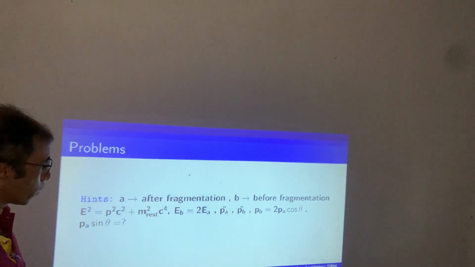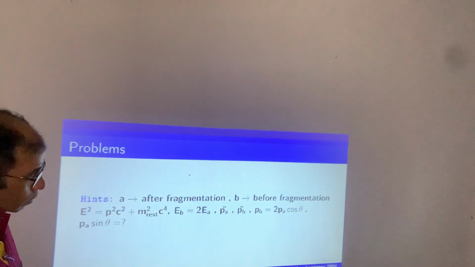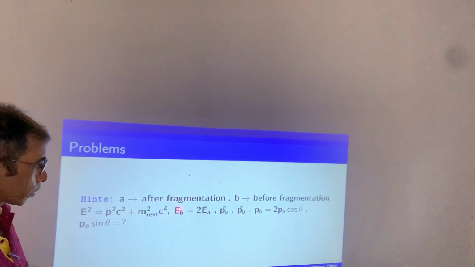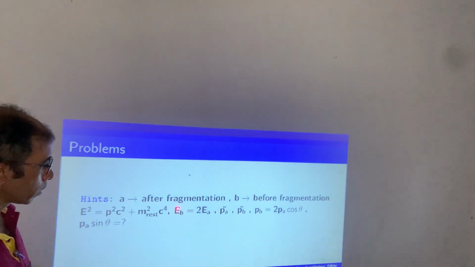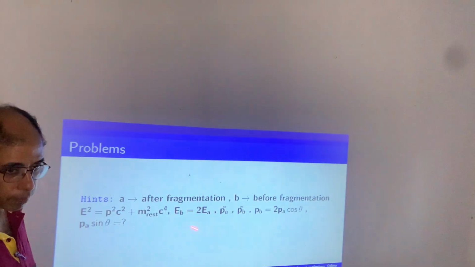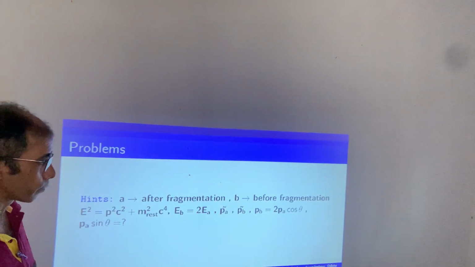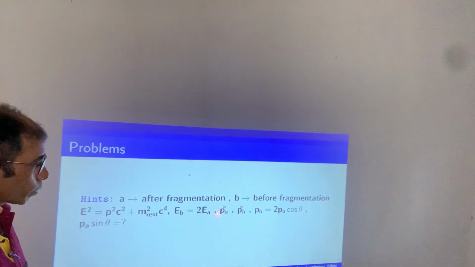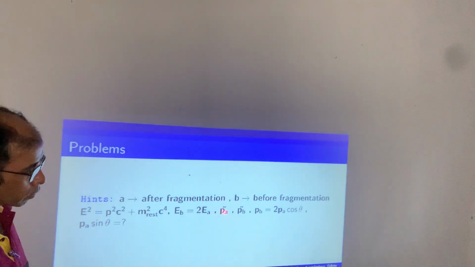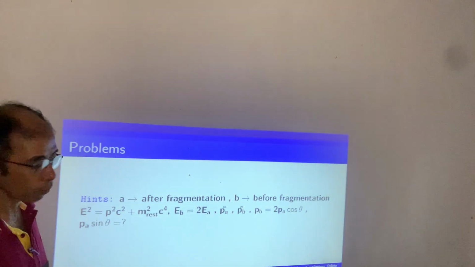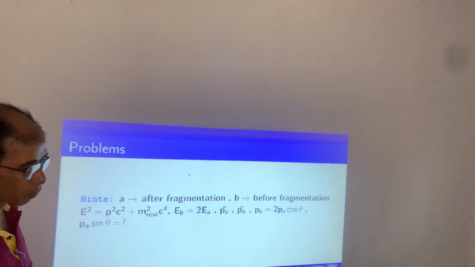Okay, so when you consider this, this is the total energy before collision, and E_A is the energy of each particle after collision. So E_B should be equal to twice E_A. If you square it, you will get E_B squared is equal to 4 E_A squared. P_A is the momentum after collision of each particle, and P_B is the momentum of the heavier particle. Okay?